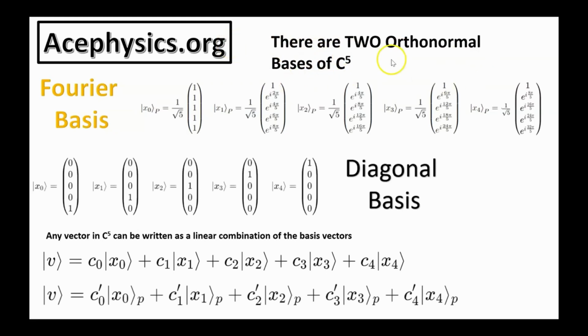There are two orthonormal bases of C5. This is simply a math concept. This is not physics right now. Any vector v can be written as a linear combination of these basis vectors in the diagonal basis. There is another basis of C5, and this is called the Fourier basis. This basis also spans the vector space C5. Let's not worry about the nomenclature right now. I'll get to that in future slides. Let's just look at these vectors.